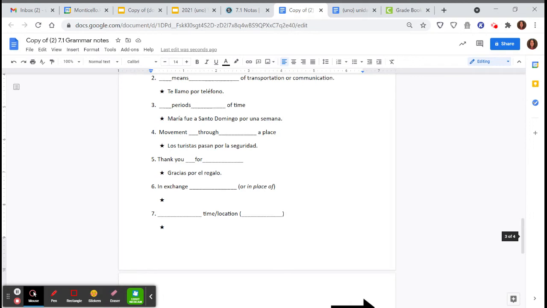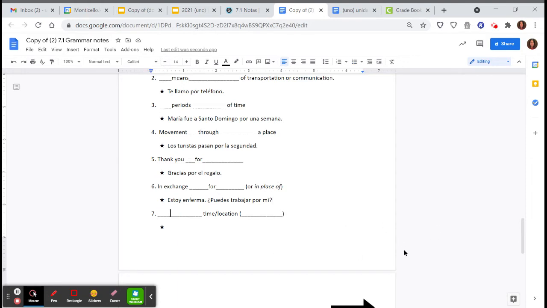Number six, in exchange for or in place of. So for example, we have estoy enferma. ¿Puedes trabajar por mí? So I'm sick. Can you work for me? Let's say you want somebody to cover your shift at work. You want them to work for you. So that's in exchange. You're sick. You can't go to work. You need somebody else to come work for you. So therefore, we use por.